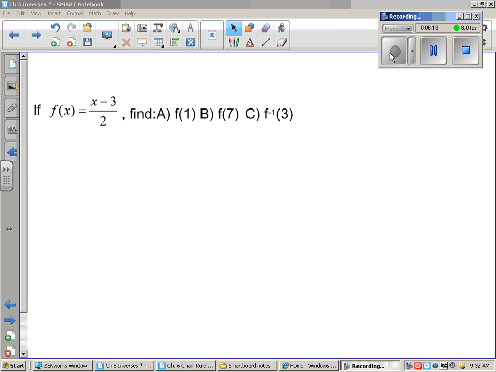The first part of this question says f of x equals x minus 3 over 2. First, I want you to find f of 1. So what I'd like you to do right now, pause the video, find f of 1, and then for b, find f of 7. See that you get both the answers. And I will actually do them myself and have the answers up here. I'm even going to talk you through it.